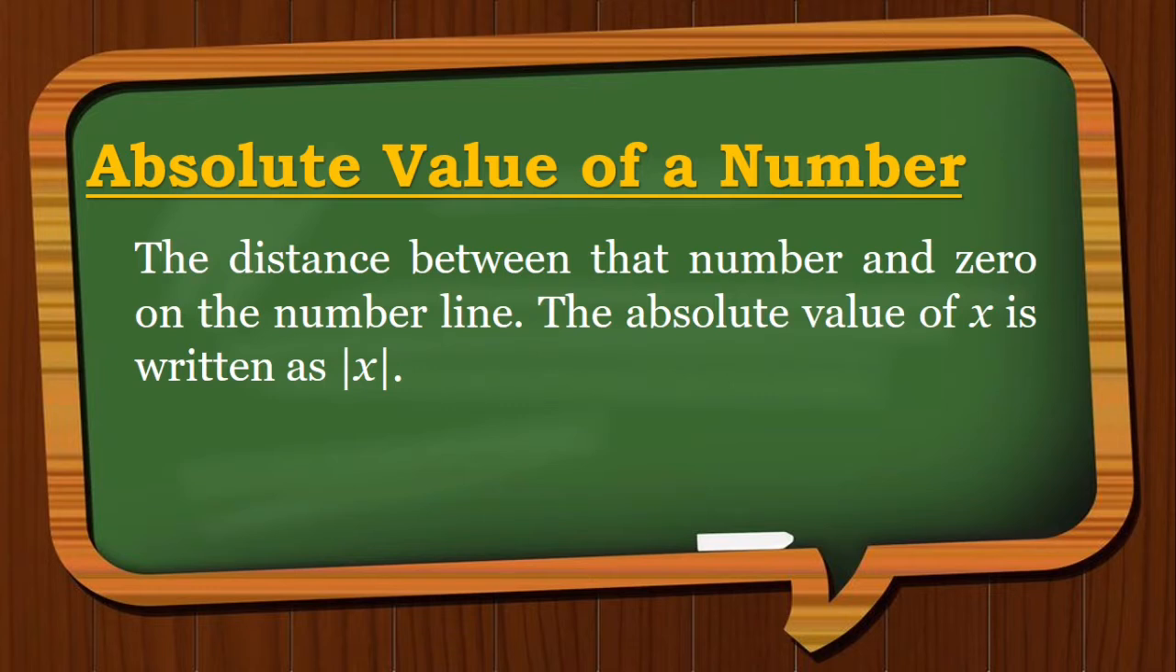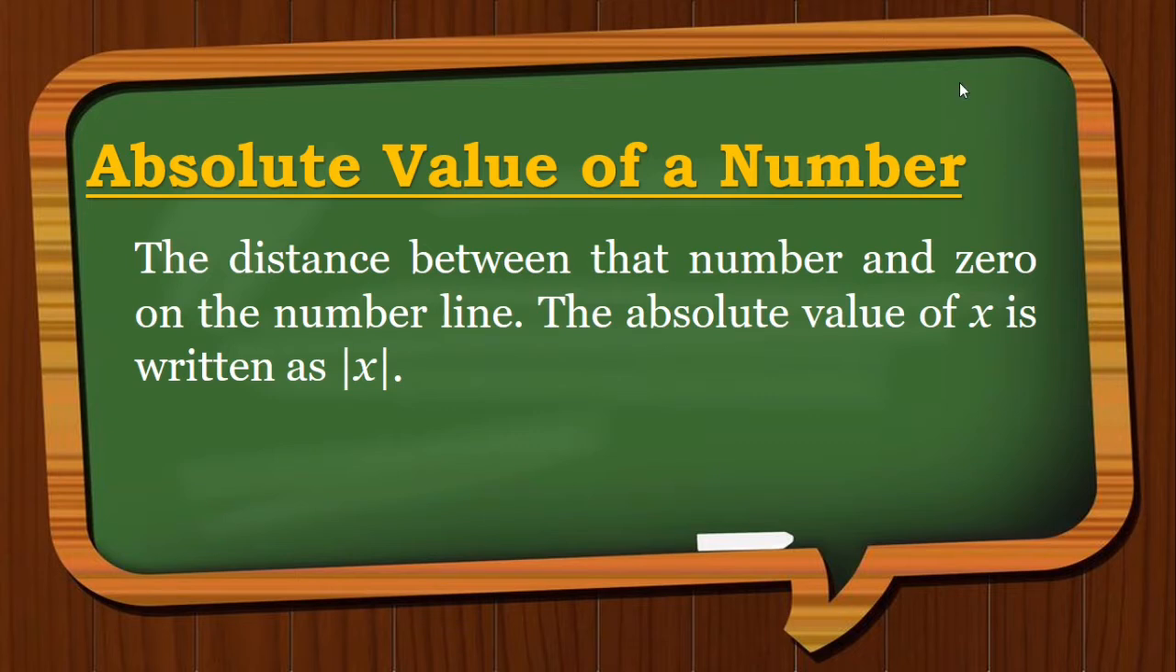Ibig sabihin daw, kapag hinahanap natin yung absolute value ng isang number, ang kailangan lang natin gawin is hanapin natin yung distance, kunin natin yung distance mula dun sa origin natin, which is yung 0, hanggang dun sa number na hinahanap natin. So ibig sabihin, halimbawa, hanapin natin ang absolute value ng 7. Para makuha mo yung absolute value ng 7, magsisimula ka dun sa origin natin, 0. Gaano kalayo si 7 mula dun sa origin natin, which is yung 0.